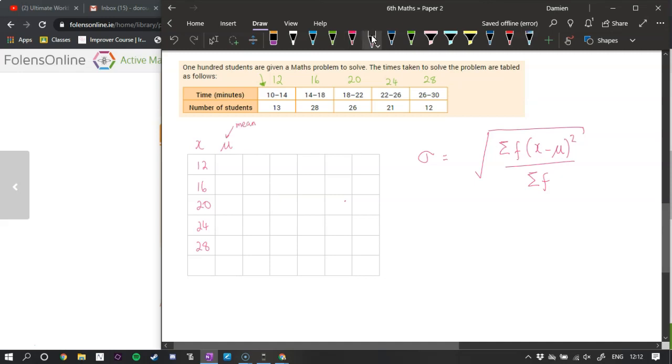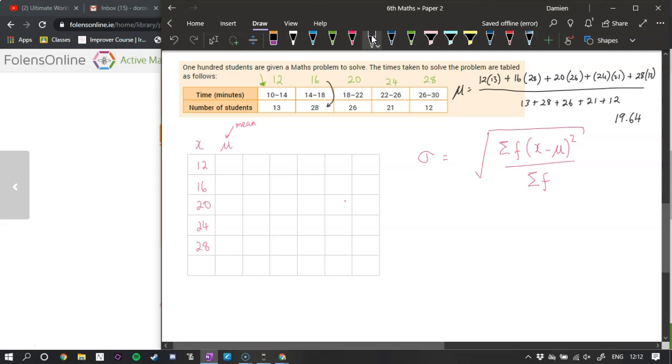If you want to work out the mean, you're going to have to work it out on the side of the page. So in this particular example, it's going to be 12 multiplied by 13 plus 16 multiplied by 28. Again, as usual, you're taking the mid-interval values and multiplying them by the frequency, plus 20 multiplied by 26 plus 24 multiplied by 21 plus 28 multiplied by 12. And then all of that is divided by 13 plus 28 plus 26 plus 21 plus 12. This is going to give you your mean. When you work out the mean, it works out to be about 19.64.